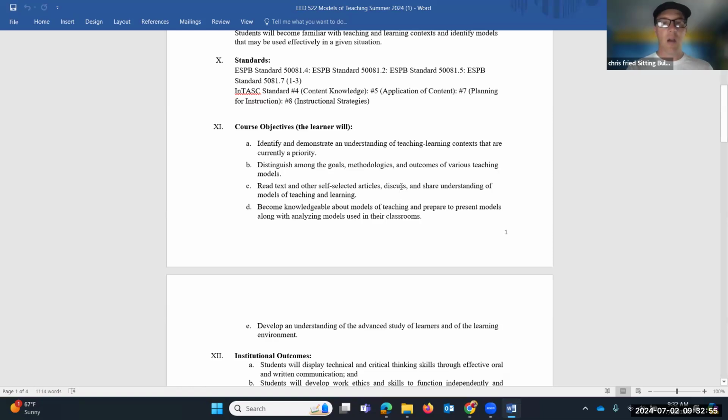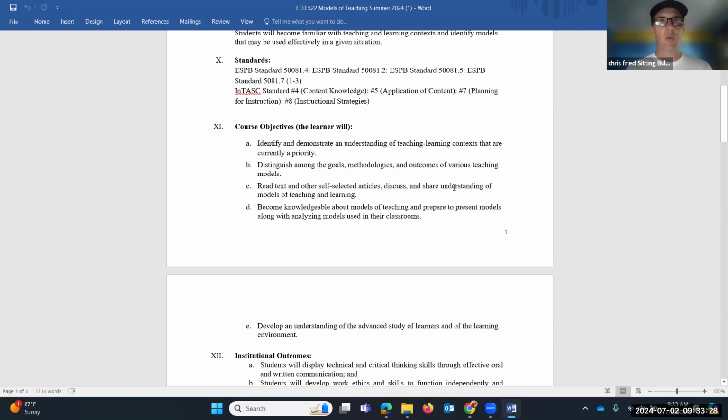A lot of them are geared around those teaching models or teaching strategies, instructional strategies: understand some different strategies, distinguish between methodologies, outcomes, like how you use them, why you would use them in different situations and settings, share understanding of models of teaching and learning. So you'll do this through your evaluation of different models.